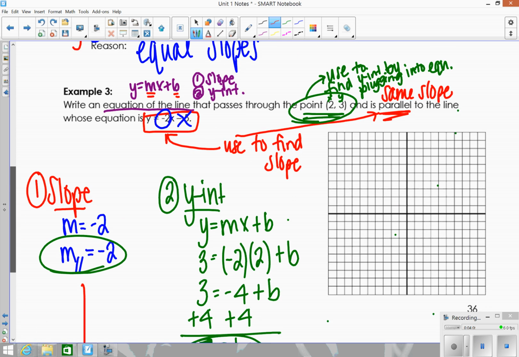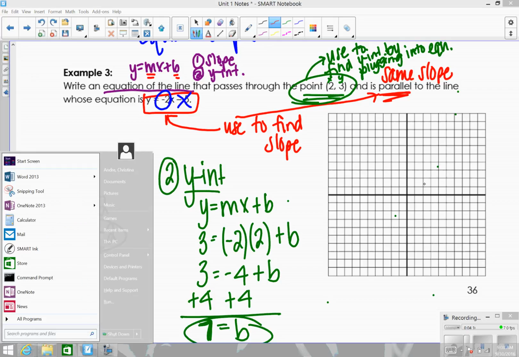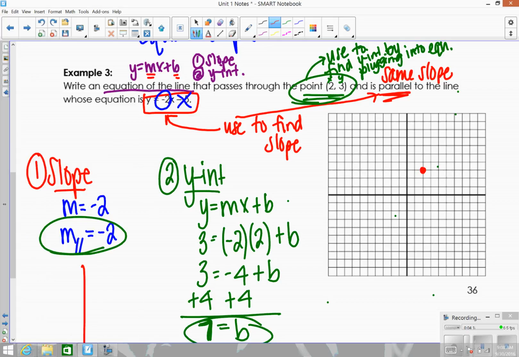So you would start off with plotting your point. My point is 2, 3. So I start off with plotting that, 1, 2, 3. So this is the point that my equation has to pass through. And the slope of my line, so you still basically do number 1, where you look at the slope. You say, okay, the slope of the original is negative 2, which means the slope of the parallel line has to be negative 2 as well. So that means that I'm going to start at this point 2, 3, and I need to find the y-intercept.